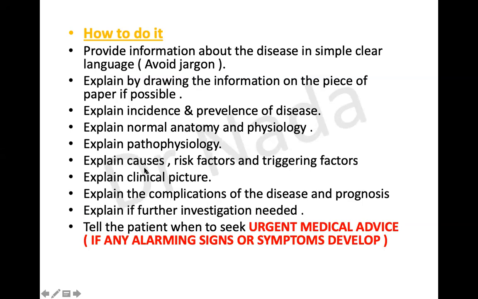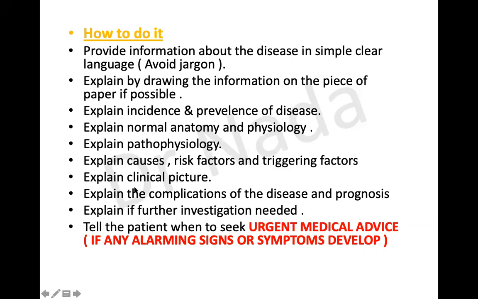Then explain the causes. Why did this happen? The risk factors which led to this problem. Let's say you're explaining angina, for example. Risk factors, you need to explain to them: smoking, for example, eating unsaturated fats, uncontrolled blood sugar, diabetes, whatever risk factors, and any triggering factors. Let's say you are explaining a diagnosis of epilepsy and you are explaining the triggering factors. Okay, what triggers epilepsy? Flickering of light, staying late at night, watching TV late at night, and so on.